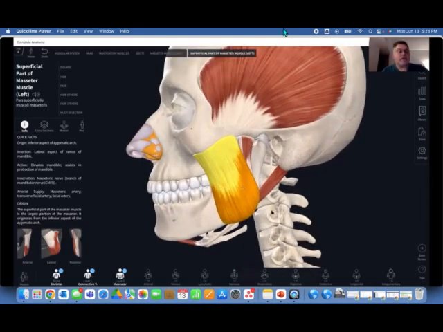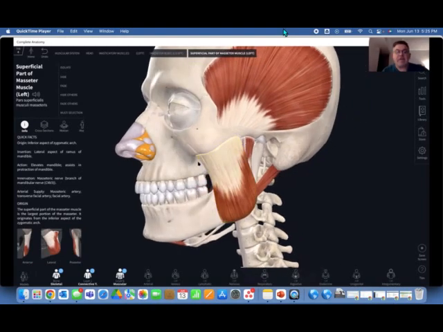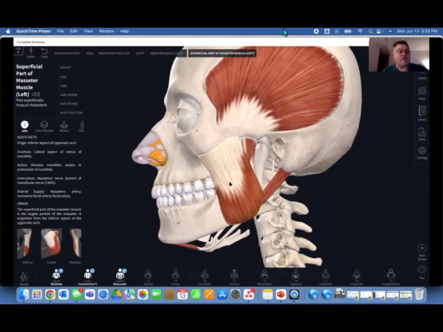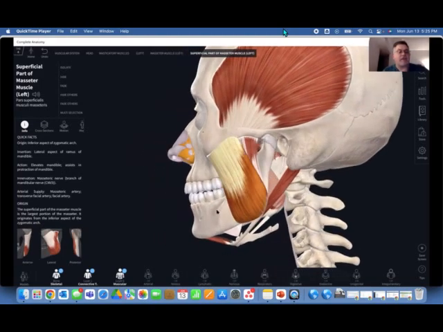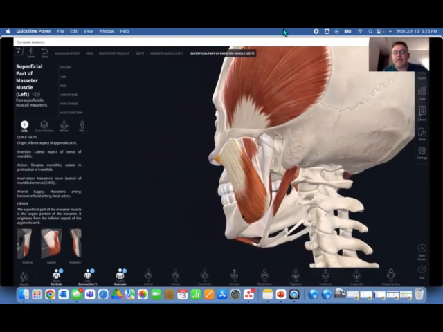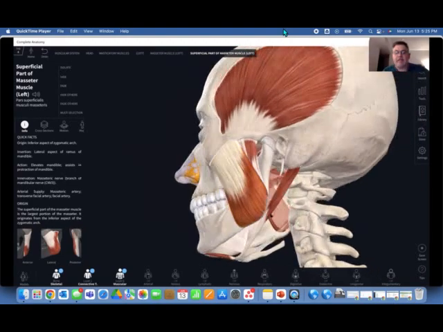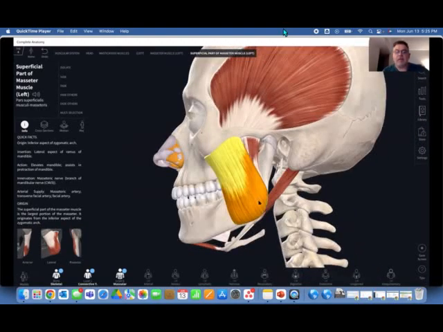So its origin is the inferior aspect of the zygomatic arch. So that's very palpable. And then it inserts into the lateral aspect of the ramus of the mandible. So there at that angle, mandibular angle, if you will. And its action is elevating the mandible, and it assists in protraction of the mandible. So it's got a little movement there. Innervation, the masseteric nerve. It's a branch of the mandibular nerve.